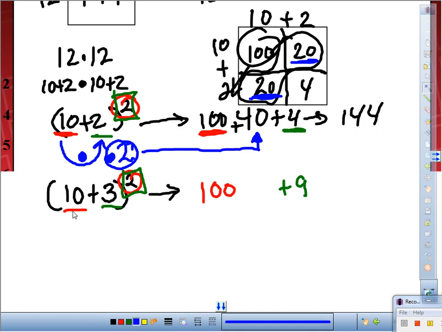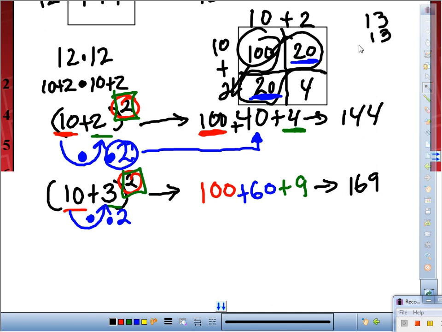Okay. What is 10 times 3? Times 2. That goes here. So let's see the total. 100 plus 60 plus 9, 169. Let's see if it's true. 13 times 13, that's 9, 3, 3, 1, 9, 6, 1. Yes, that is correct.